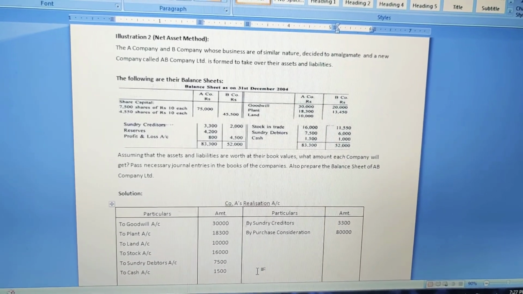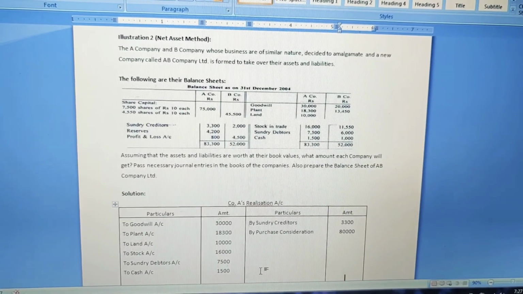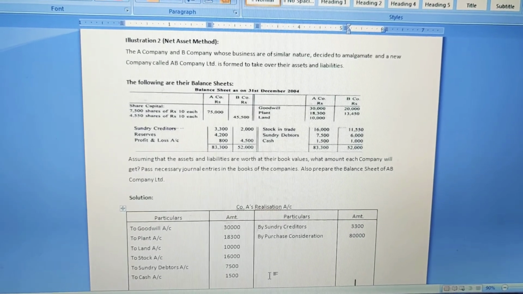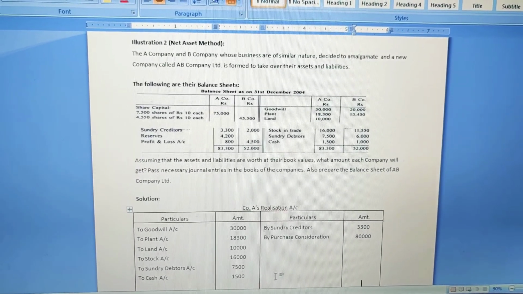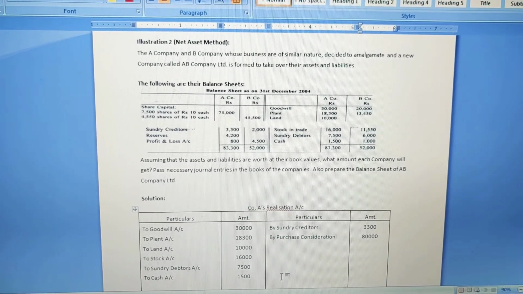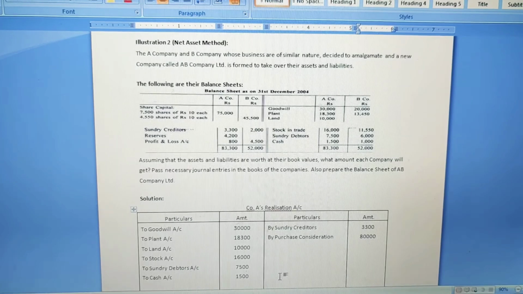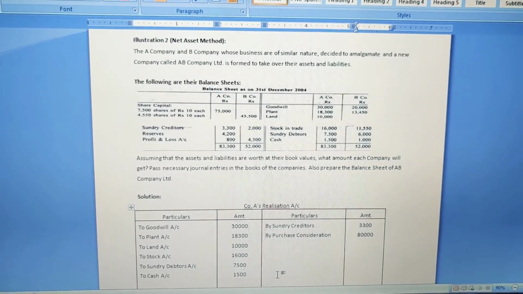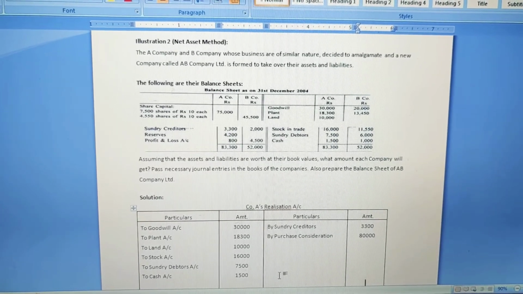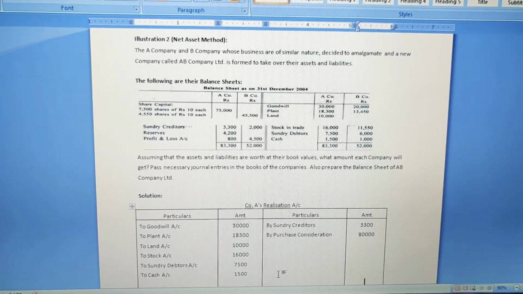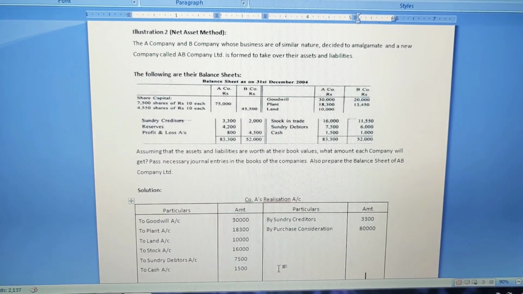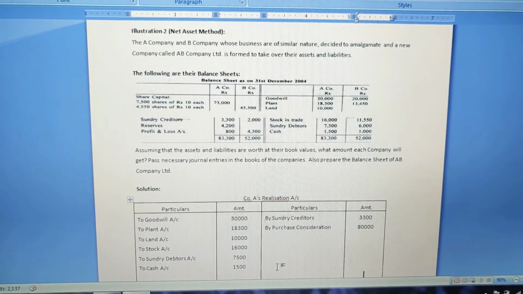So the balance sheet of A and B Company is given to you, and in this balance sheet, see, share capital is given: 7,500 shares of 10 each for A, and 4,550 shares of 10 each for B. Sundry creditors, reserves, profit and loss account, goodwill, plant, land, stock in trade, sundry debtors and cash are given for both of the companies, A Company and B Company. Clear? Next, what you have to do, assuming that the assets and liabilities are worth their book values.